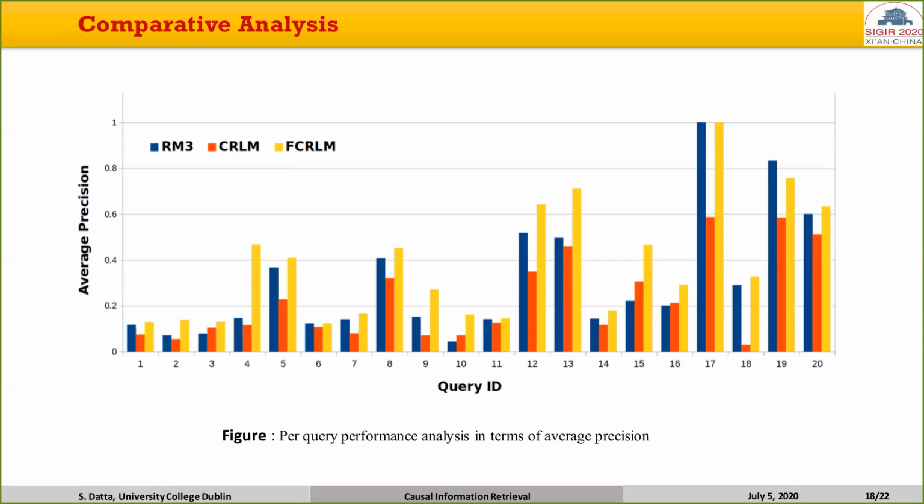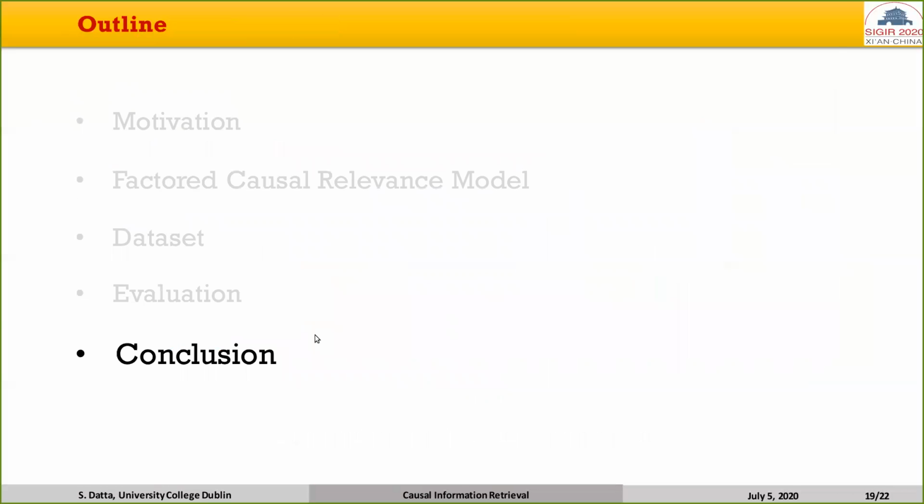This graphical representation depicts the per-query performance analysis in terms of average precision. And as you can notice, these yellow bars, which are associated with the proposed model FCRLM, have outperformed all the baselines significantly for most of the queries.